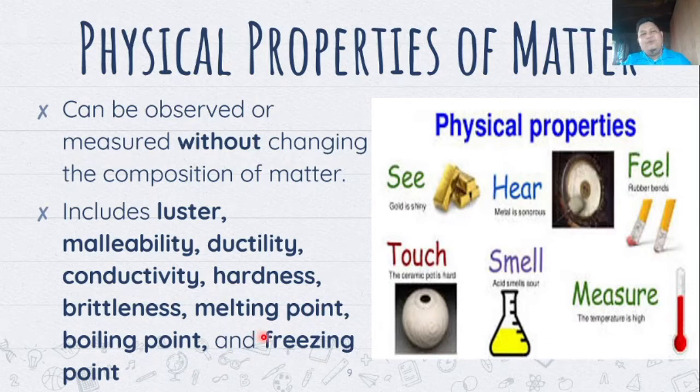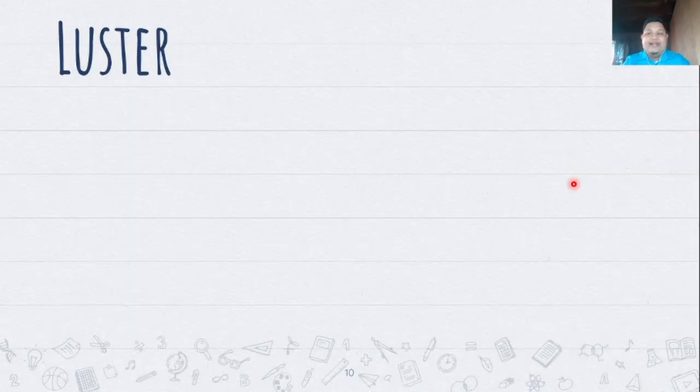When we talk about the physical properties of matter, we are looking at the characteristics that we see, hear, feel, smell, and measure. Without changing the composition of it, we are gathering information about it, and we are using that information to describe that matter. So let us have the first physical property. The first physical property that we are going to talk about is luster.